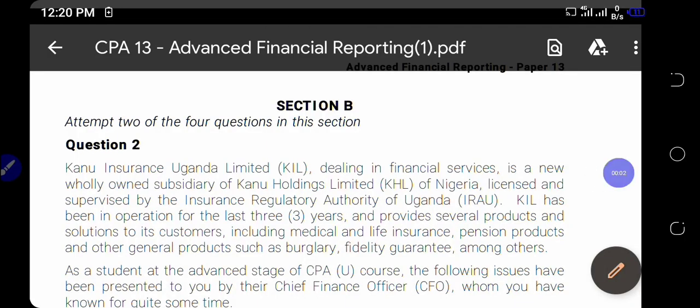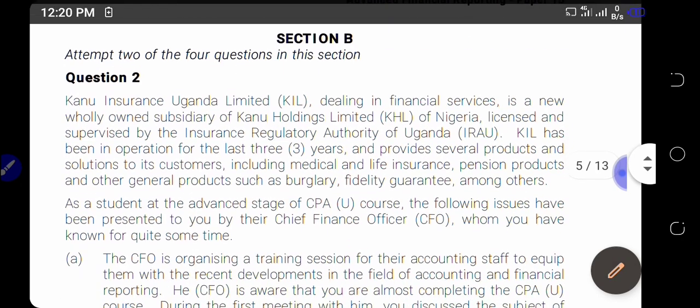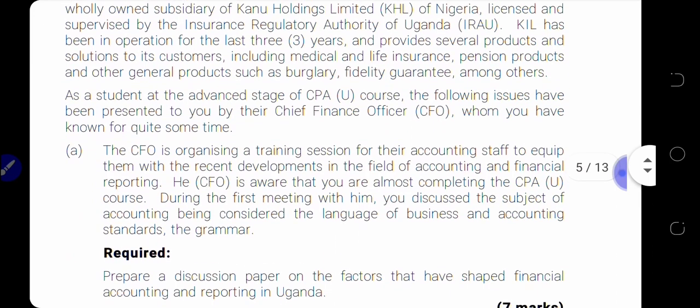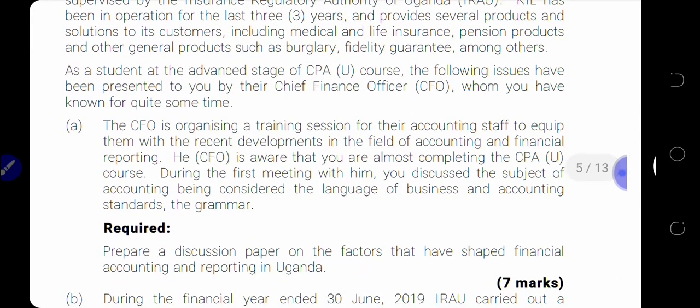So we can start with our first question. Our first revision question is from August 2019, CPA paper 13, that's advanced financial reporting. So this was question 2. Let us have a look at this question and we see. Now when you look at part A, prepare a discussion paper on the factors that have shaped financial accounting and reporting in Uganda. That is from that first topic, the reporting conceptual framework.